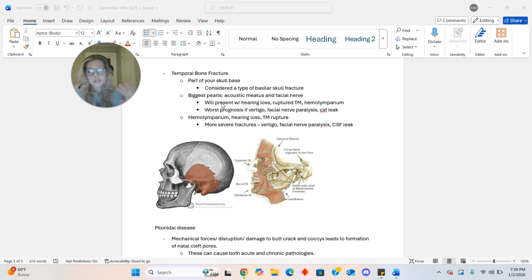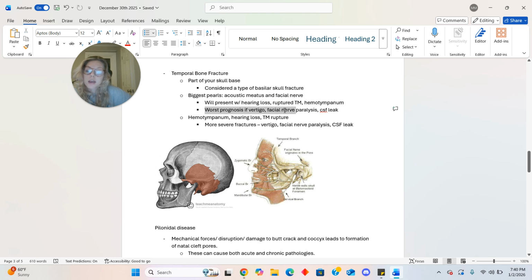So a kind of okay, kind of chill temporal bone fracture is going to present with ruptured TM, hemotympanum, and then some hearing loss, conductive at first. If it's a worse temporal bone fracture, it will actually be a sensorineural hearing loss because it's just severed. And this hearing loss is conductive at first because of the swelling.